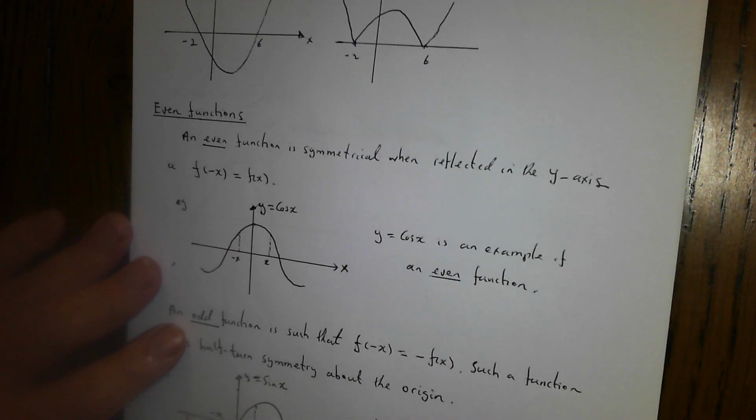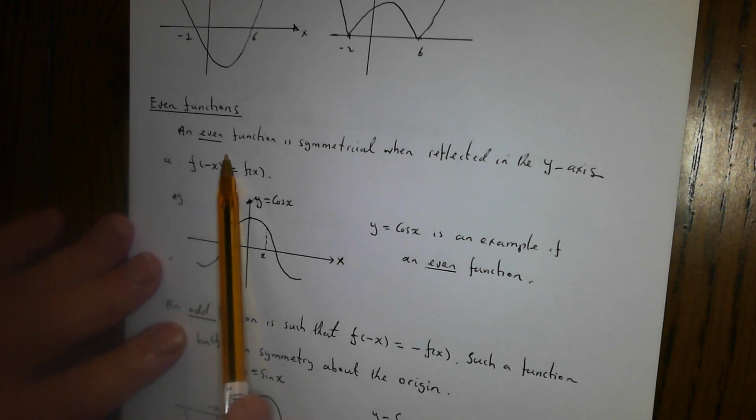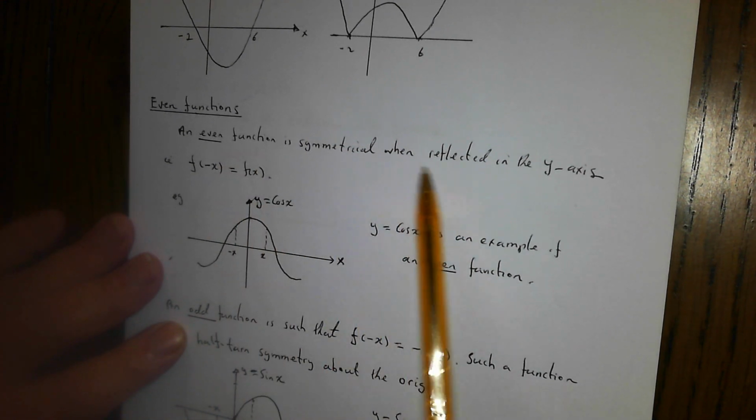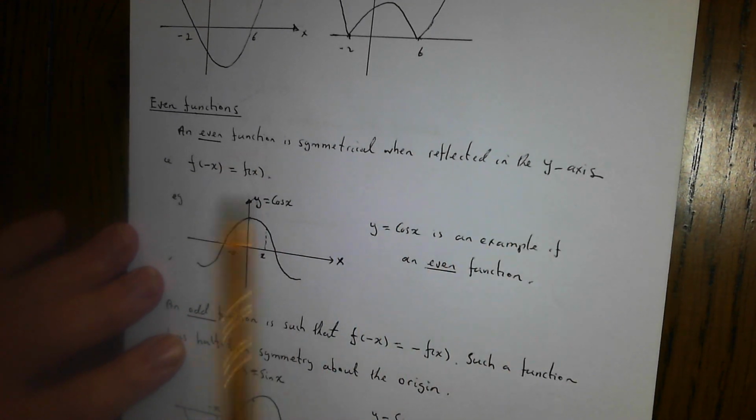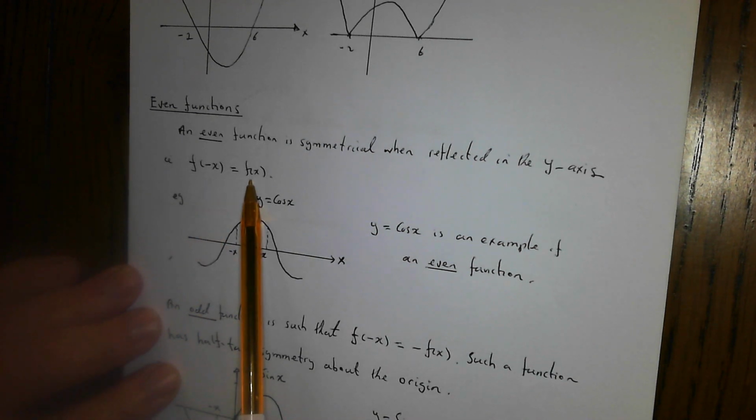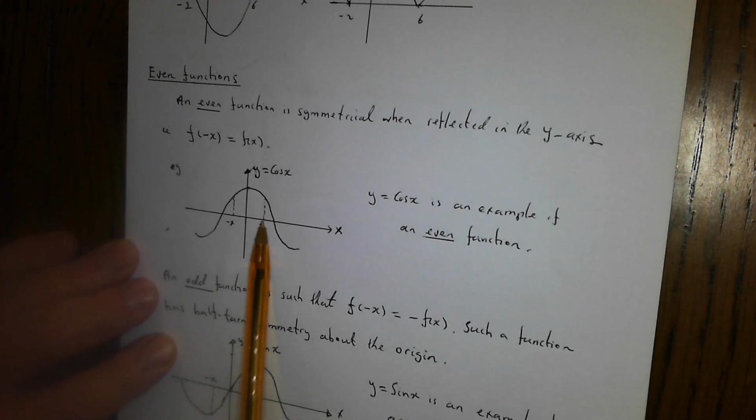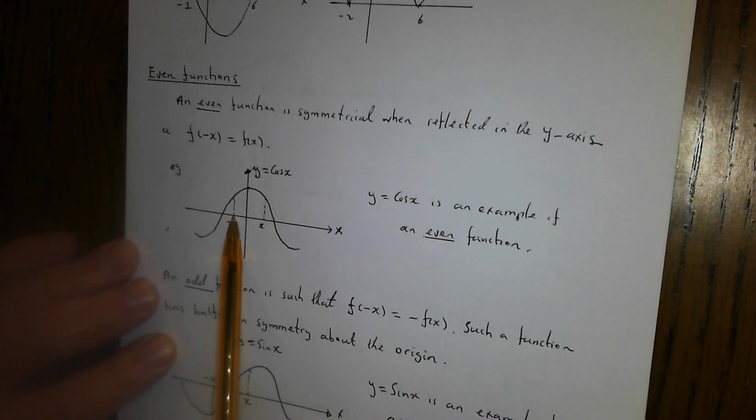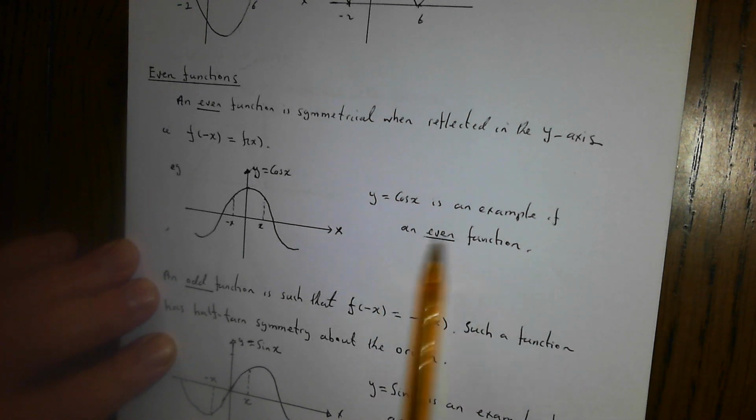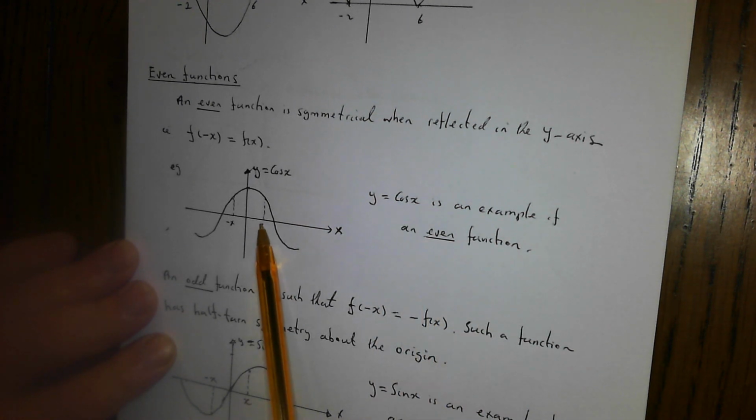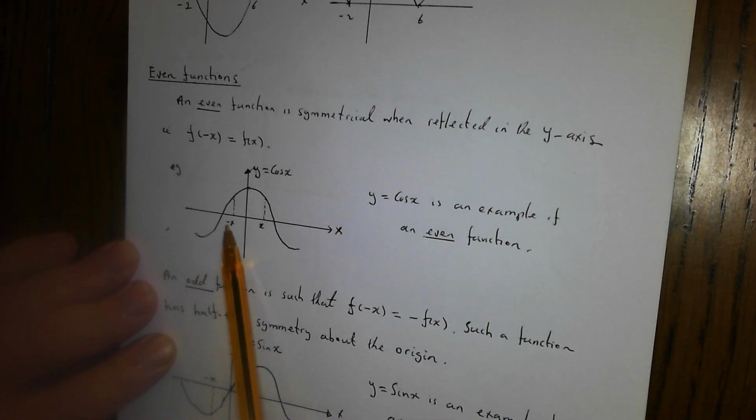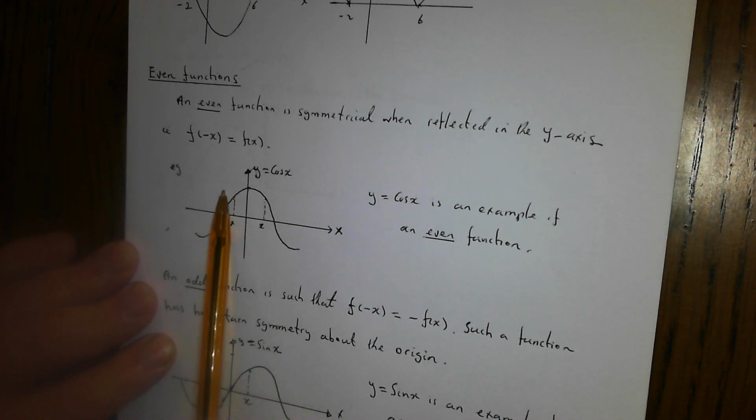Even and odd functions. An even function is symmetrical when reflected in the y-axis. So f of minus x equals f of x. A good example of that is the cos graph. F of x here, f of minus x, they are the same. And y equals cos x is an example of an even function, because f of x equals f of minus x, and it's symmetrical about the y-axis.